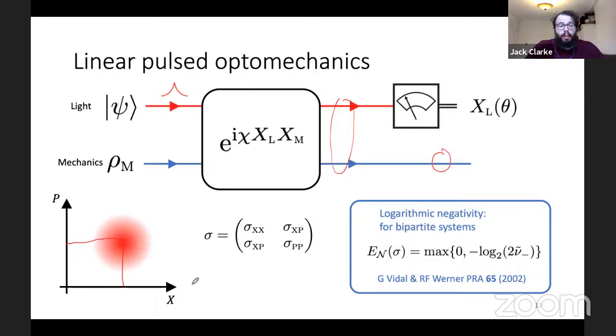We'll have phase space for each of the modes that are entangled. And then we'll have a vector of means, so we'll have a mean in X and a mean in P for each of the systems. And then our covariance matrix is now 4 by 4. And then we know if we've got a bipartite Gaussian system, we can use the logarithmic negativity as a genuine measure of bipartite entanglement.